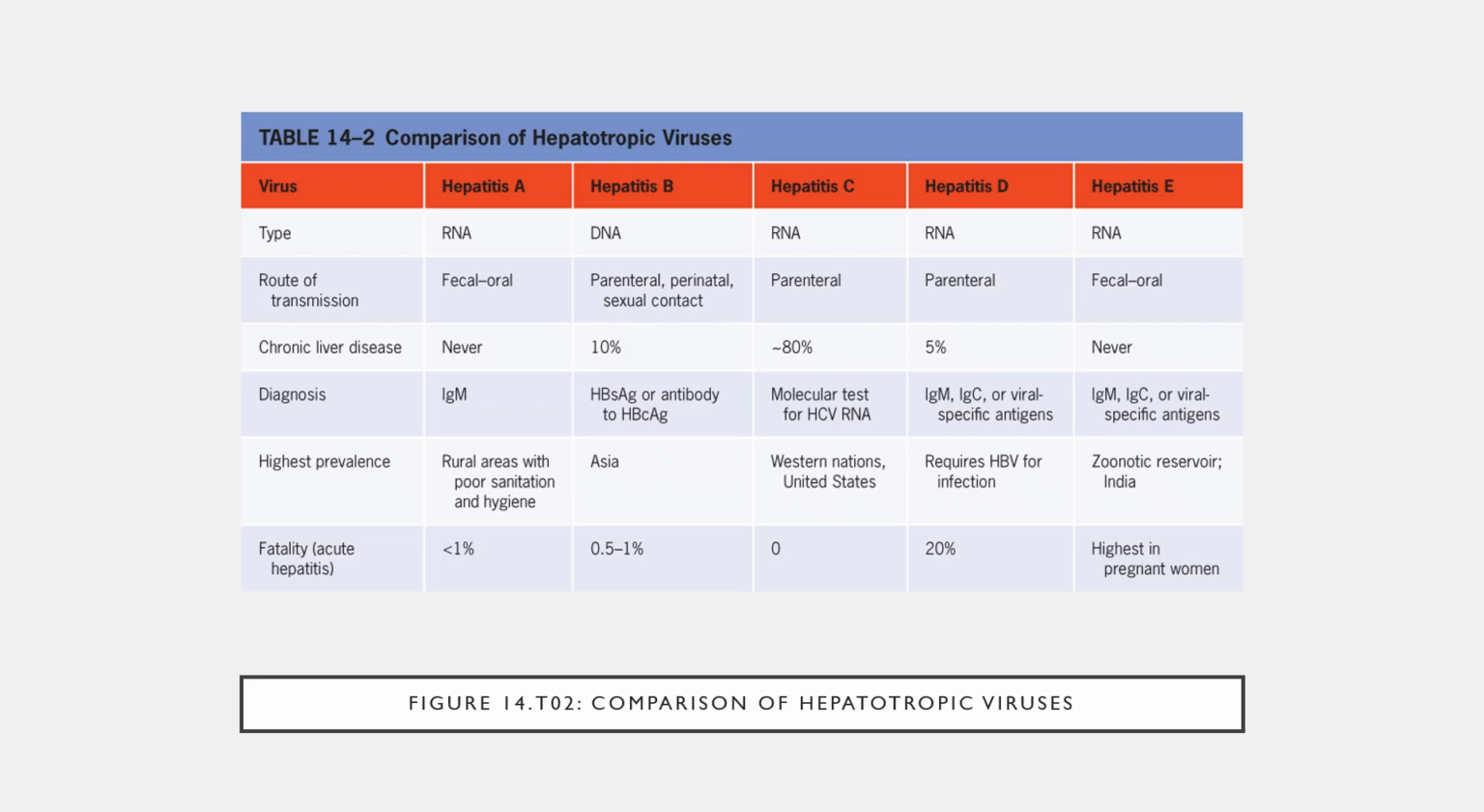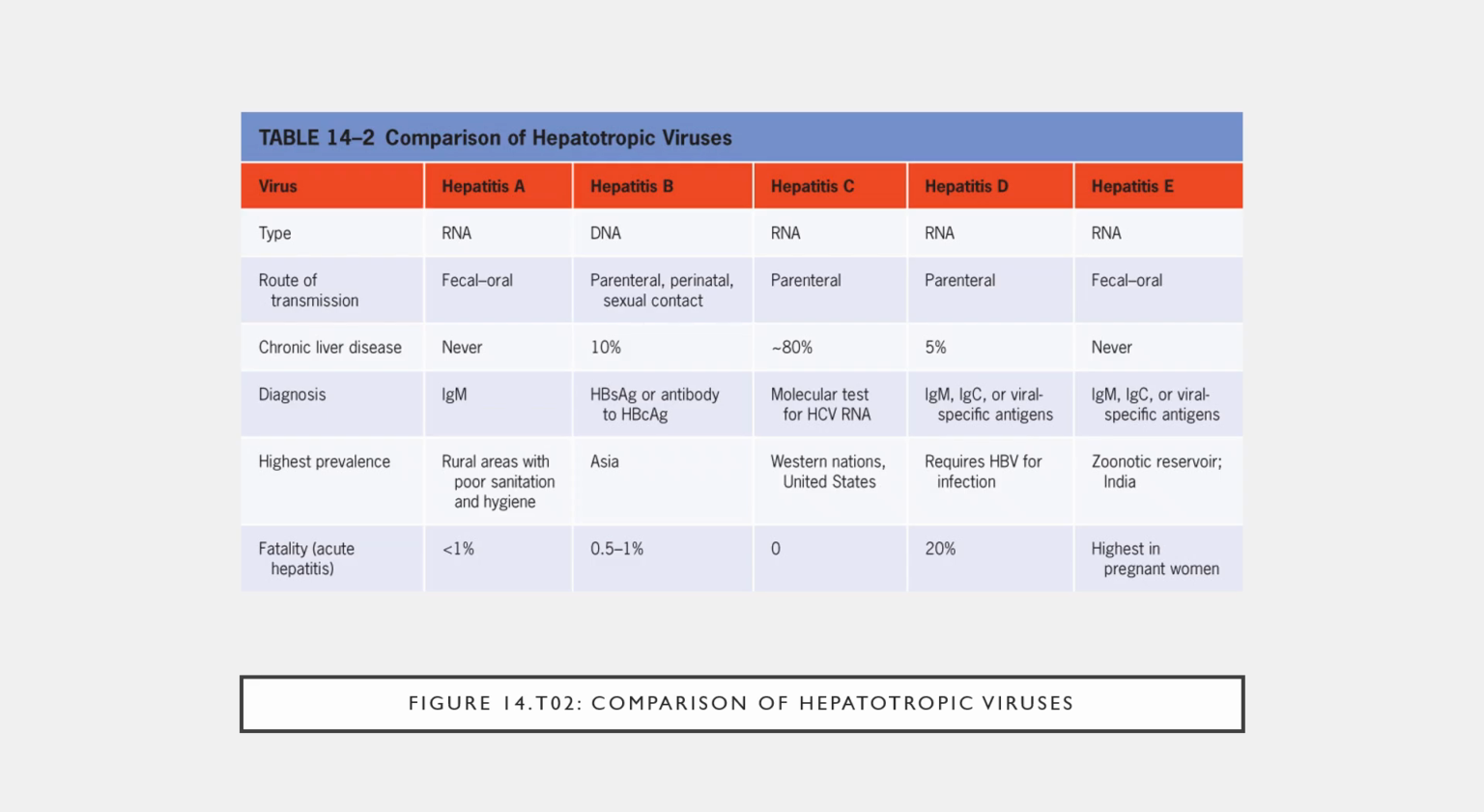Bloodborne, Hep B, Hep C, and Hep D. These are the ones we worry about becoming chronic, because once a virus sticks around, inflammation sticks around, and fibrosis is never far behind.